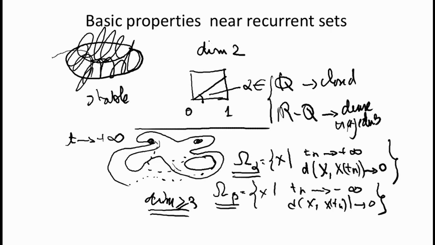So now we are going to stop here and then discuss some examples of bifurcations in the next session.